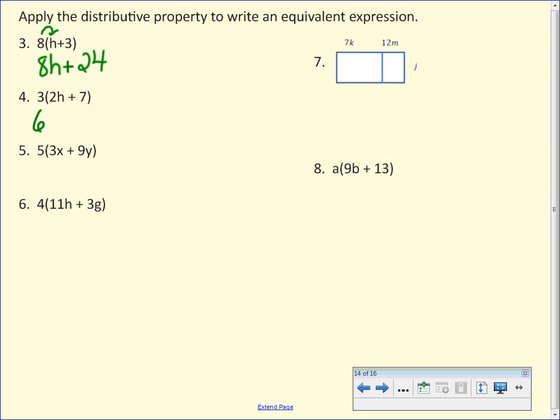So number 4. What's 3 times 2H? 6. Right. And what's 3 times 7? Good. That's all you have to write. That's all that this is, equivalent expressions. What's 5 times 3x? If I have 5 groups with 3 x's in each one, how many x's do I have altogether? Right. And what's 5 groups of 9y? Yup.